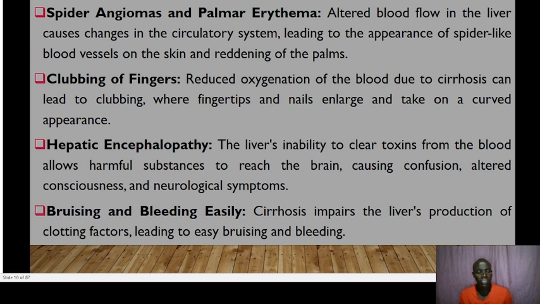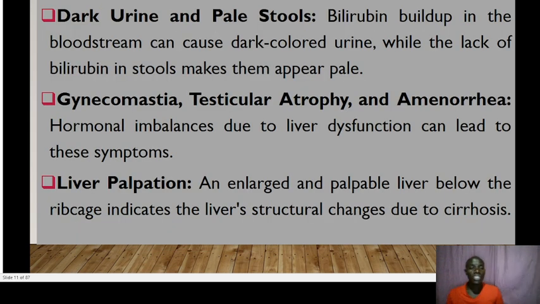Also, somebody with cirrhosis is going to present with bruising and bleeding easily. Okay, so this cirrhosis normally impairs this liver production of clotting factors, and when this happens, it leads to easy bruising and bleeding. Also, the patients could present with dark urine and pale stools. Bilirubin build-up in the bloodstream can cause this dark-colored urine, while the lack of bilirubin in stools makes them appear pale.